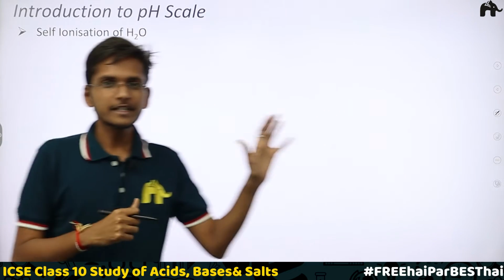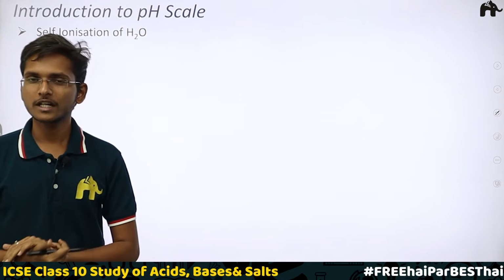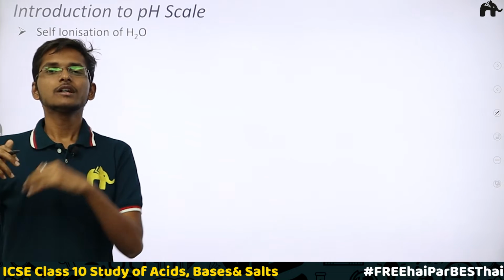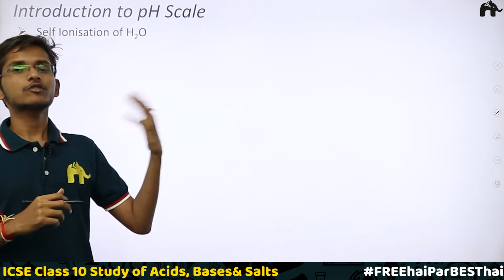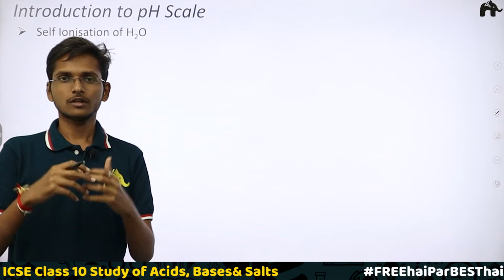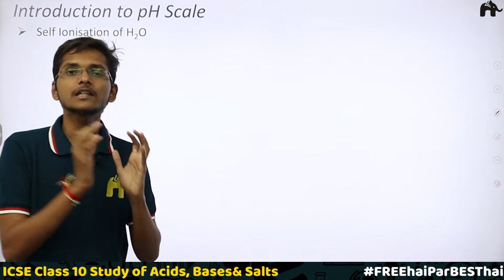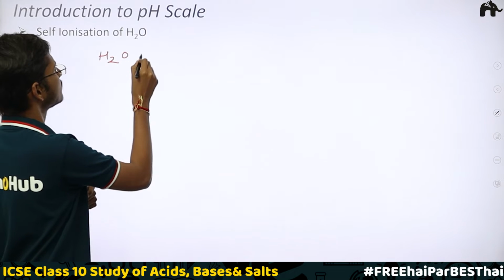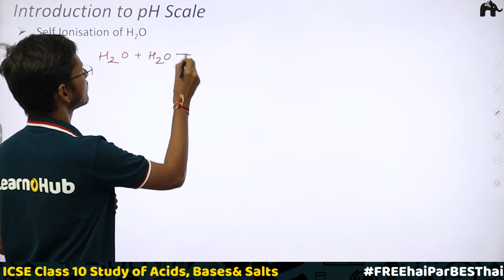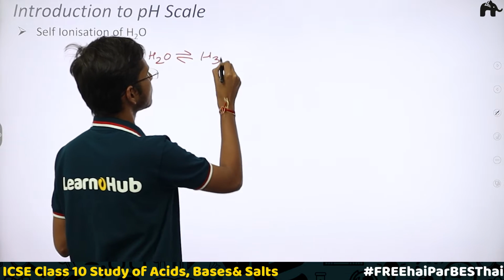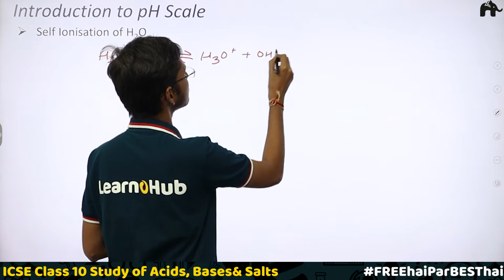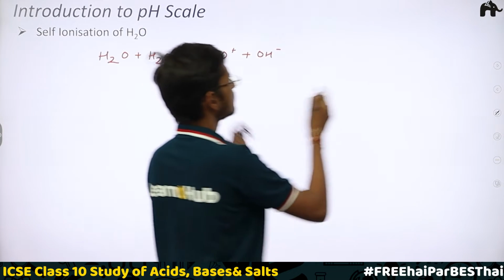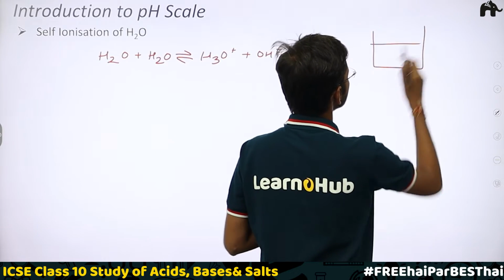We have studied this self-ionization in coordinate bonding, correct? If you have missed that video, you can go back and see what the self-ionization of water actually is. I have explained it in much detail in that video. So I would just simply write the equation for self-ionization here. We know that self-ionization of water yields us hydronium ion and hydroxyl ion. This is taking place in just water.